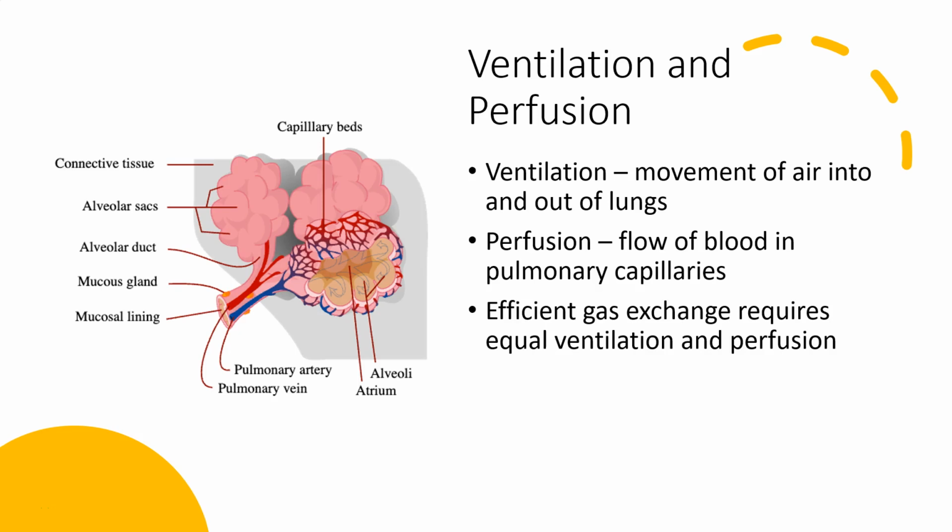Now we'll talk about ventilation and perfusion. So we mentioned ventilation, and that is movement of air in and out of the lungs. But in order for us to exchange this gas, we must have perfusion. Perfusion is the flow of blood in the pulmonary capillaries. You need to have the air and the capillaries be at the same place for gas exchange to occur. And so that means we need equal ventilation, air moving in and out of the lungs, and perfusion, flow of blood.